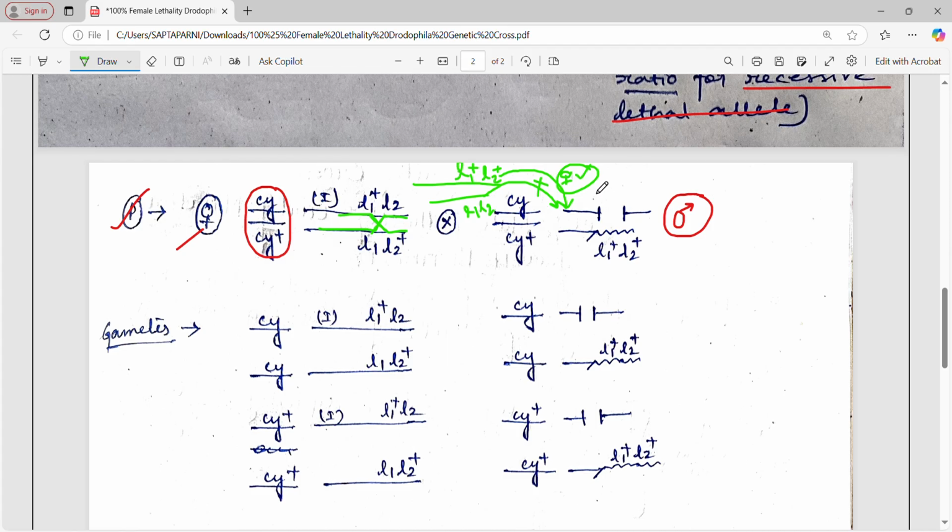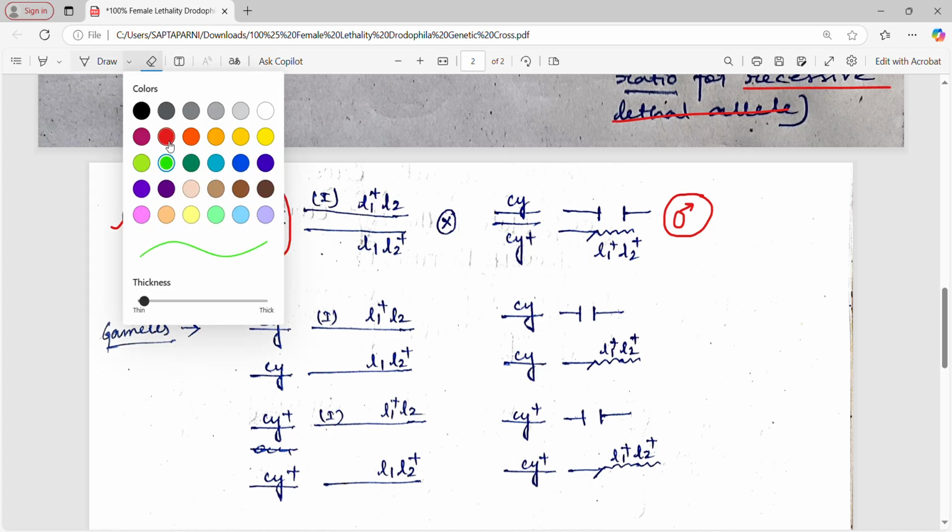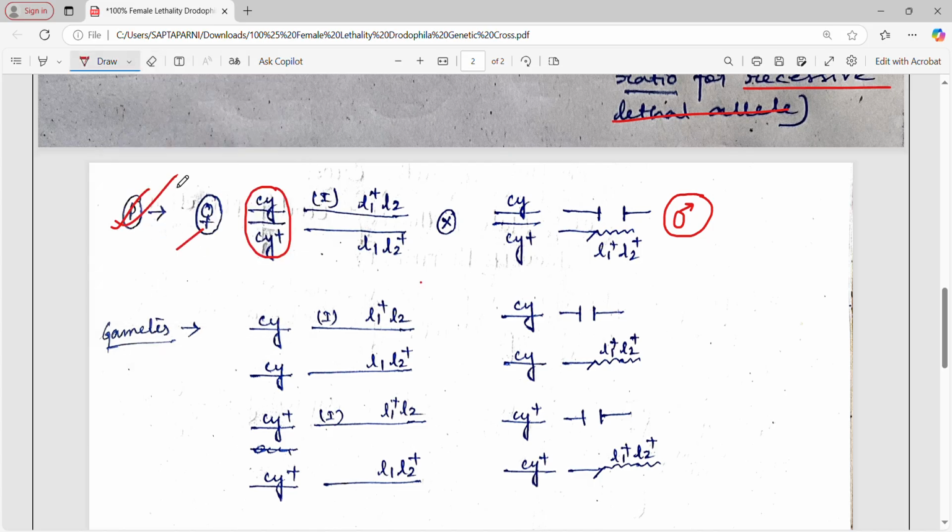So to stop this, we have to introduce an inhibitor of recombination on the X chromosome of the mother, so that this recombination process cannot take place. Only then can 100% of the female F1 progeny be dead. Got it? I think it is now clear to you why we have taken this type of mutants in the P generation. Now let's do the cross.